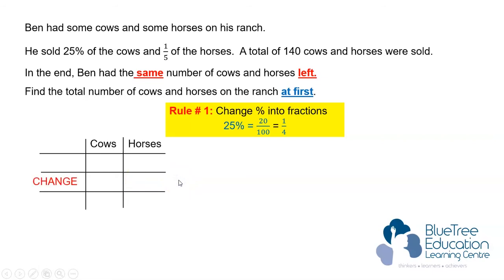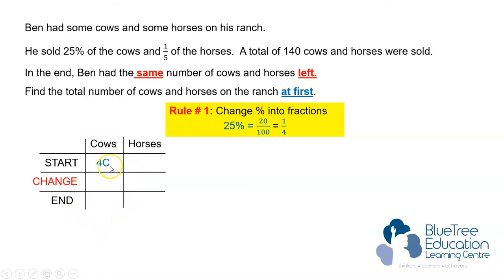Cows and horses are your headers, and we're going to write start, change, end at the side here. Why change? It's because of this keyword that says sold. When there are changes made to the total number of items, you know that there will be a change, or in this solving method, we call it a start, change, end approach.